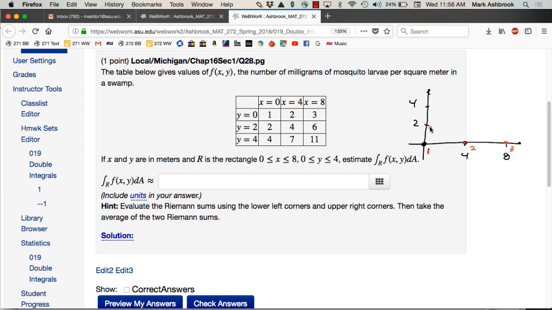And then at 0, 2, it's 2. At 4, 2, it's 4. And then what's this? 6. This is 8, 2, that's right, 6. And then 0, 4, it's 4, 7, 11.